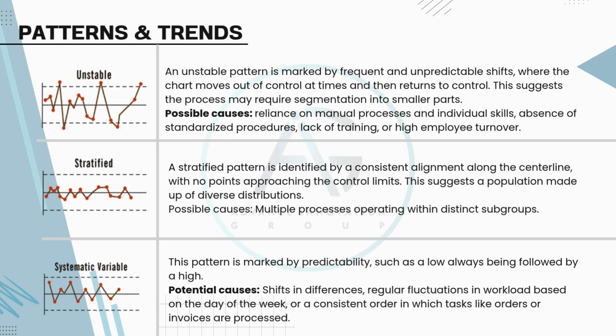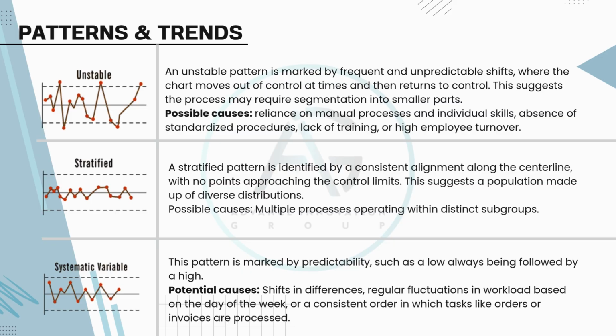Stratified pattern. In this case, data points align consistently along the center line, with little spread toward the control limits. This suggests data from multiple subgroups that are not behaving uniformly, often due to combining results from different populations. Possible causes include multiple distinct processes or departments feeding into a single measurement, improper grouping of diverse data sources. It's often necessary to break the data into subgroups to get a clearer picture.